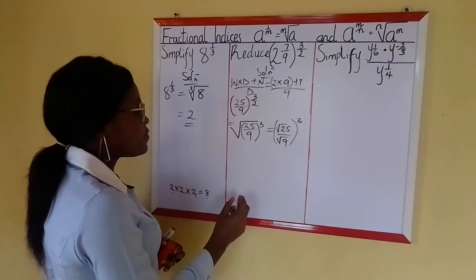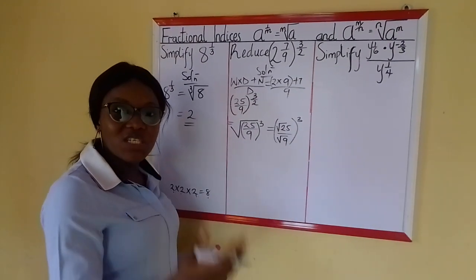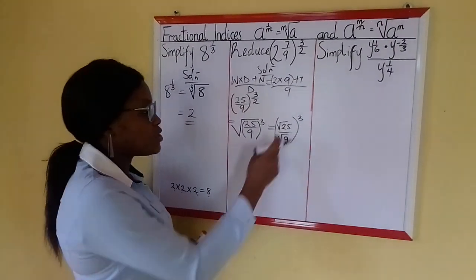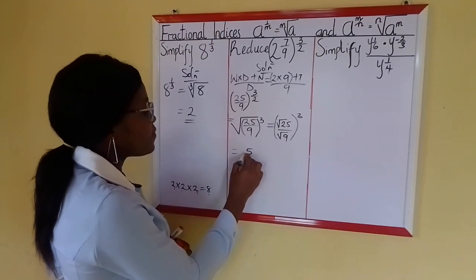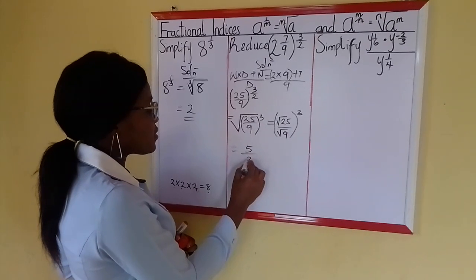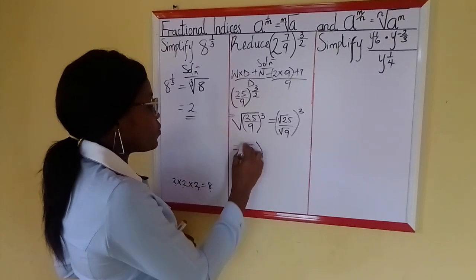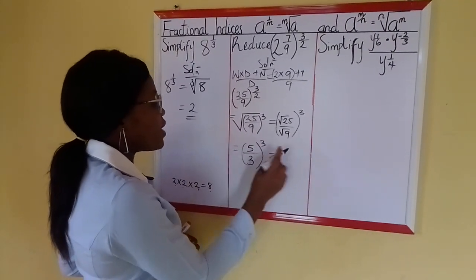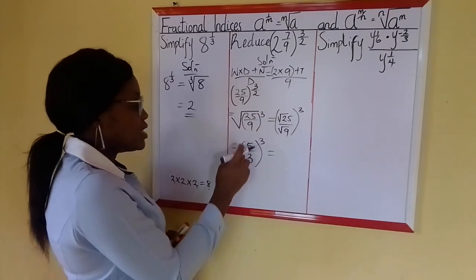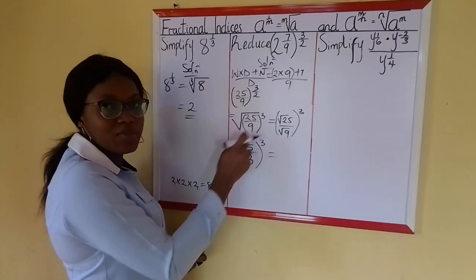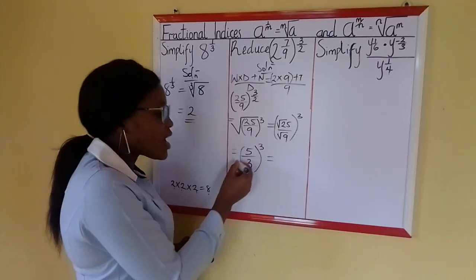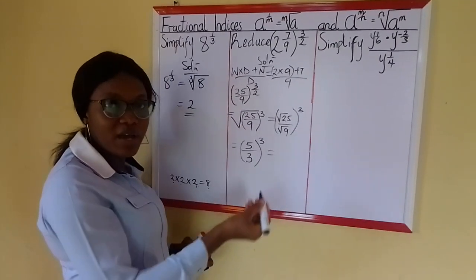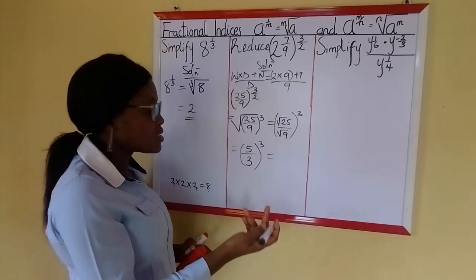Okay, the square root of 25 means what number you multiply by itself to get 25, and that number is 5. So we have 5. The square root of 9 is 3, all raised to power 3. Remember, when you have something raised to power 3, it does not mean 5 times 3, which will not give you 15. That's not what it means.